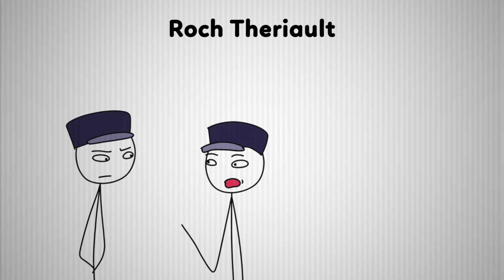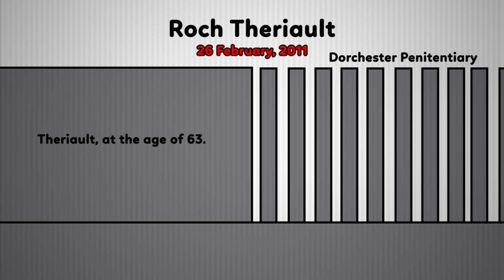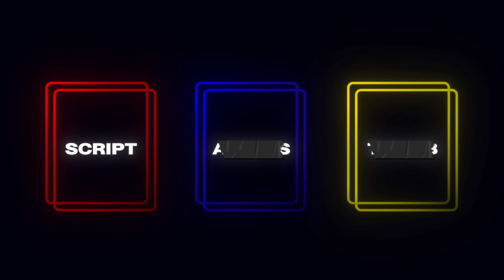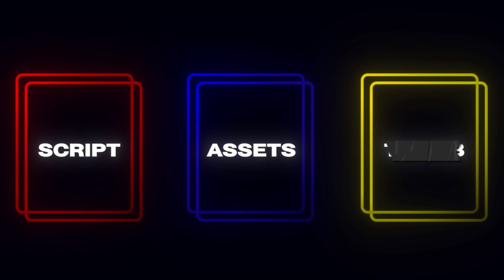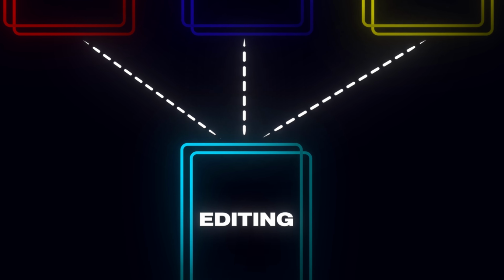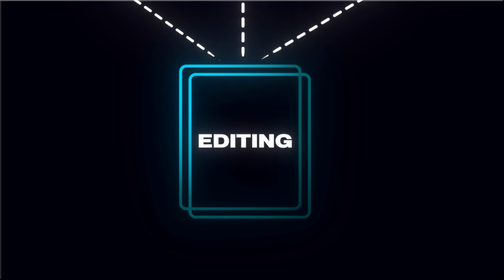I can watch these videos for hours, and I wanted to understand the secret behind their success, so I decided to dive in. First, we'll create a script, then use ChatGPT to make simple hand-drawn assets. After that, we'll design thumbnails to help the video stand out, and finally, we'll learn how to edit everything together into a complete video. First, click the link in the description to get a step-by-step document.